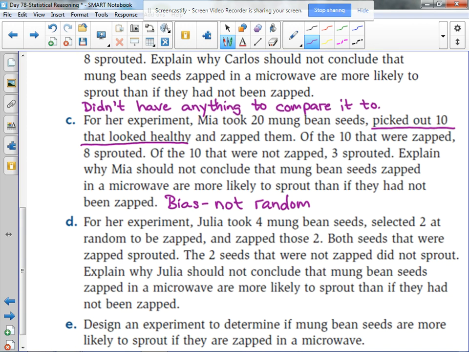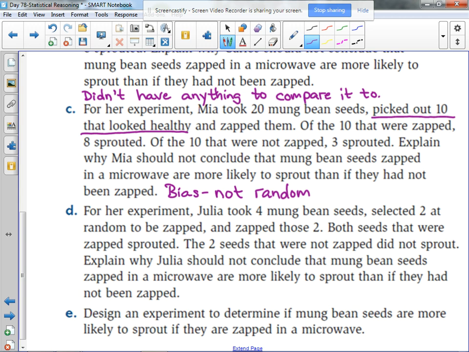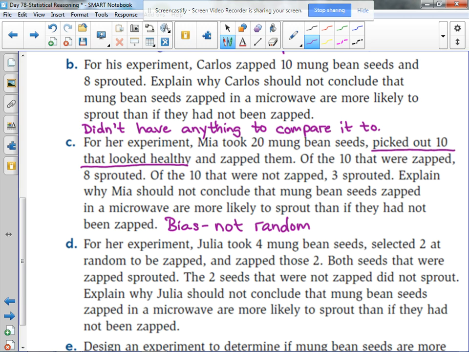Okay, let's look at a third one. For her experiment, Julia took 4 seeds, selected 2 at random to be zapped, and zapped those 2. So she did the random thing, and both seeds that were zapped sprouted. The 2 seeds that were not zapped did not sprout, so she doesn't have the issue that Carlos had. She's got some that she put in the microwave and some that she did not put in the microwave. She doesn't have the issue that Mia had. She picked them randomly, okay?